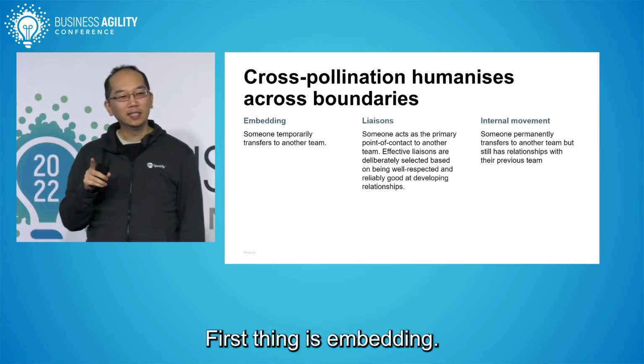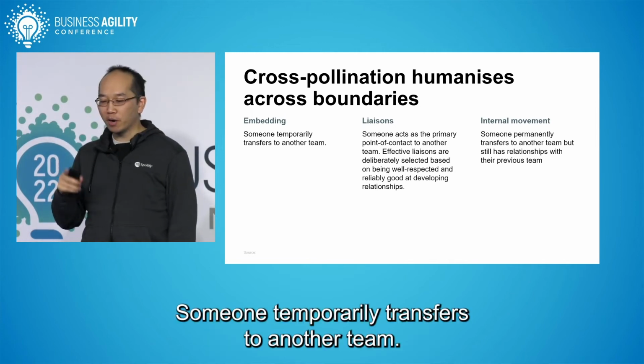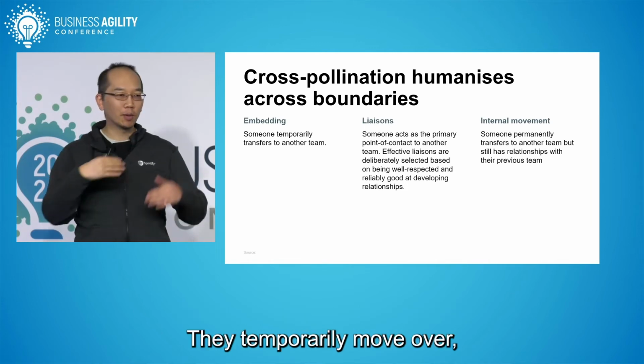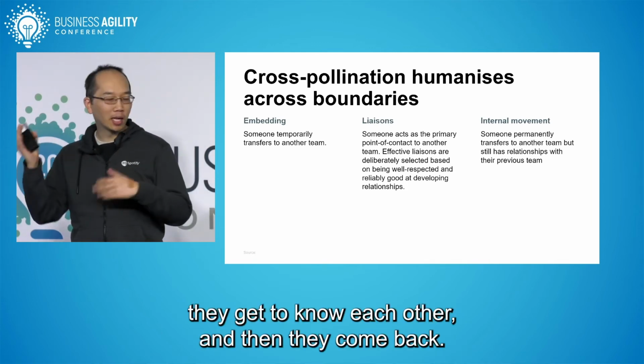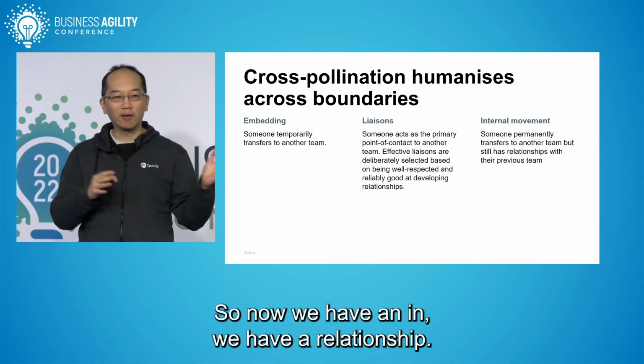The first thing is embedding. Someone temporarily transfers to another team. They temporarily move over, they get to know each other, and then they come back, right? So now we have an in.